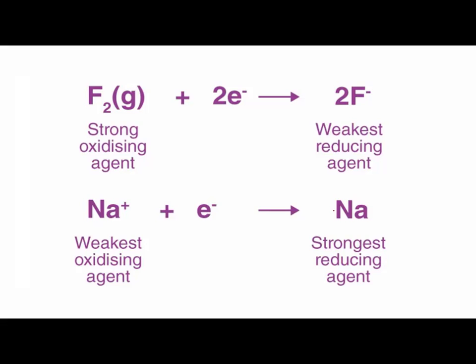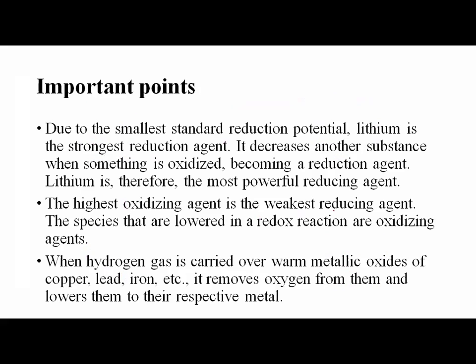Na plus is the weakest oxidizing agent, but when it gains an electron, it becomes the strongest reducing agent. Okay, now important points. Due to the smallest standard reduction potential, lithium is the strongest reducing agent. It reduces another substance when it is oxidized, becoming a reducing agent. Lithium is therefore the most powerful reducing agent.